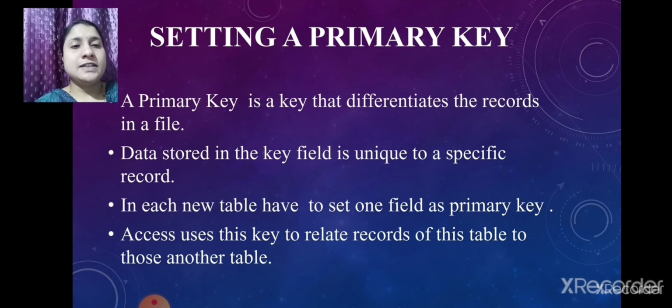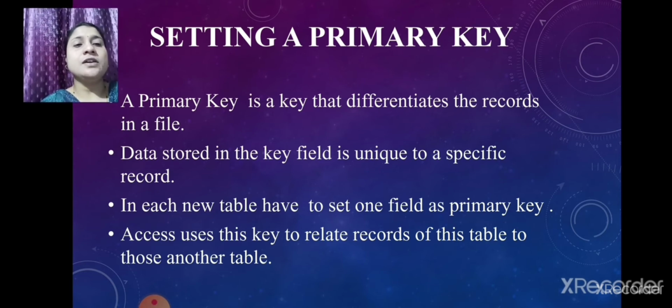So Access uses this key to relate records of this table to those of another table. When two tables are made with different names, one for teachers, student details for teachers, and the next, student details for the office, what is the unique thing? It is the student's SID number. Where the teacher gets the information, the SID number is related, and for office use also it is the student SID number. That's why it says that Access uses this key to relate records of this table to another table.